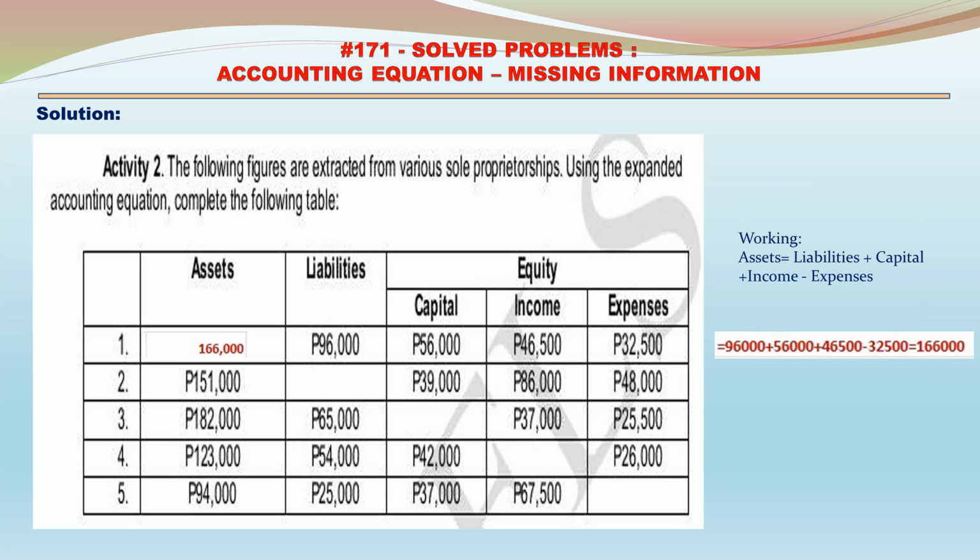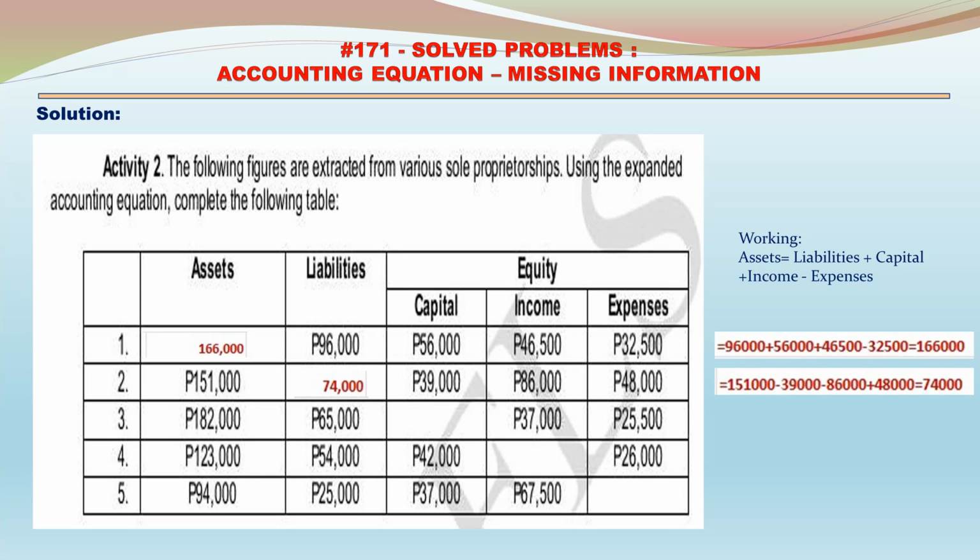Problem 2. The following figures are extracted from various sole proprietors using the expanded accounting equation. Complete the following table. Assets, liabilities, equity, capital, income and expenses. Company 1. Assets dash, liabilities 96,000, capital 56,000, income 46,500, expenses 32,500. Therefore, total assets is equal to 96,000 plus 56,000 plus 46,500 minus 32,500, 166,000.